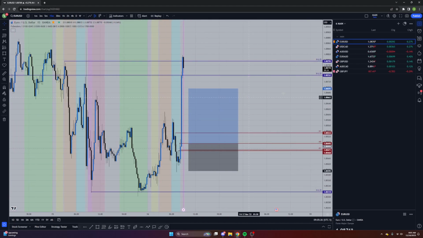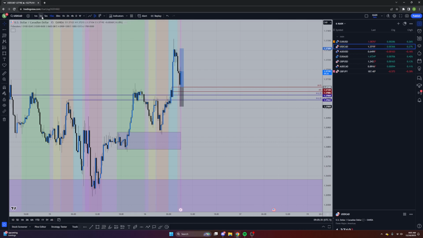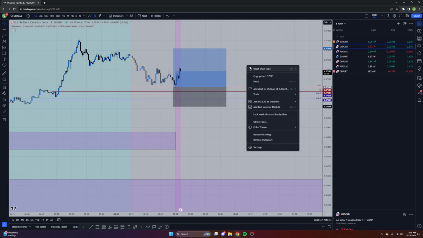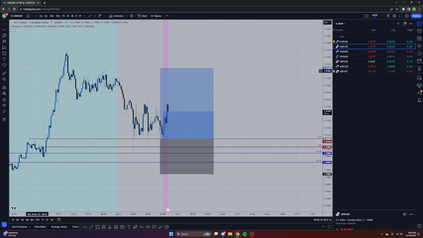I would have a limit order set unless new areas of demand are made during New York. But hopefully USD/CAD comes back into this area, or comes back and tries this M5 demand area before taking this order.